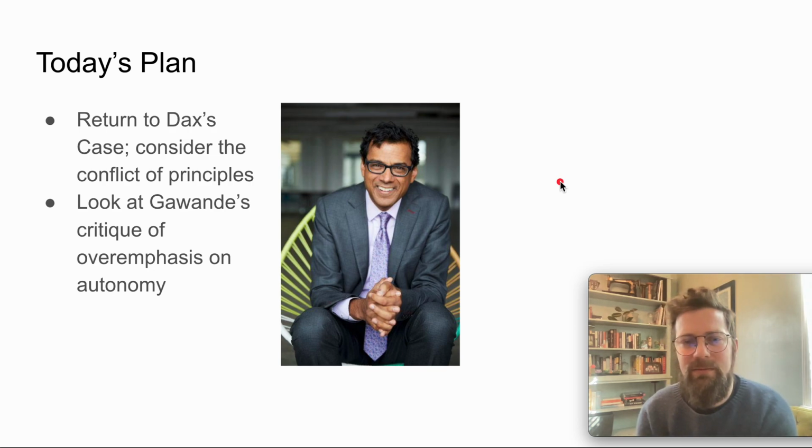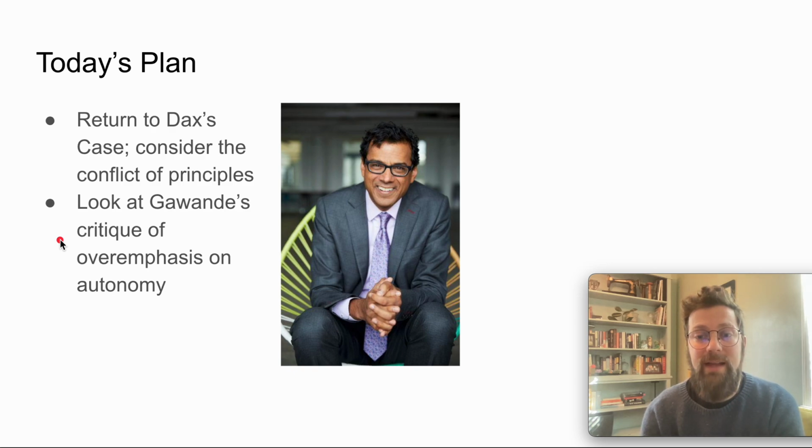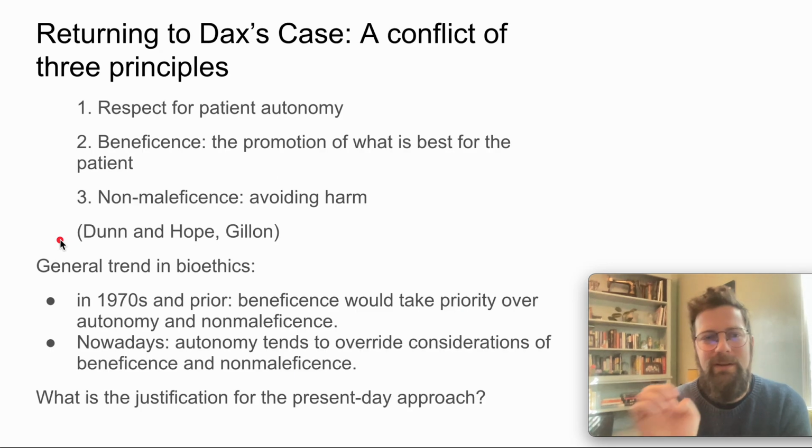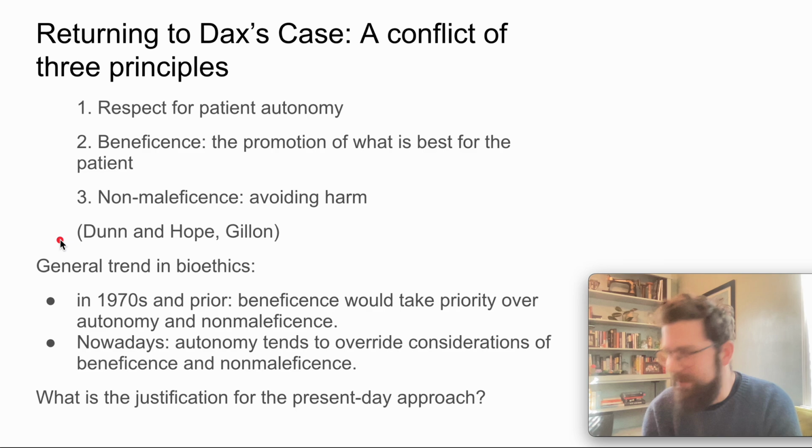We'll first return briefly to Dax's case, and we'll consider what's going on with Dax as a conflict of principles. And then, second, we're going to maybe see what Gawande is saying as a counterpoint to what's often taken to be the lesson in Dax's case. So, without further ado, here's what we might remember from Dax's case, or here's a way of framing Dax's case.